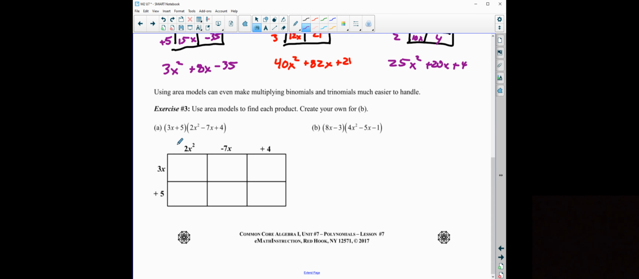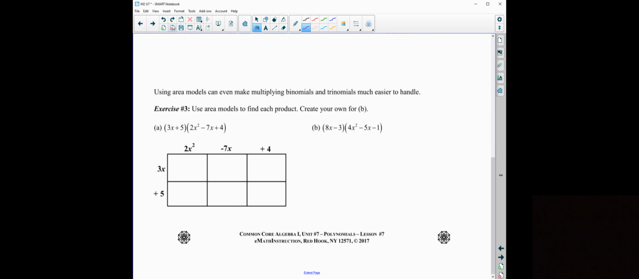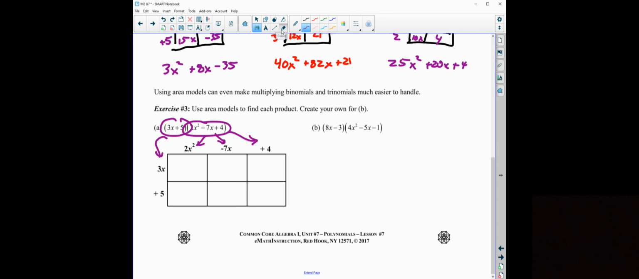This is a binomial times a trinomial, right? This is a linear binomial times a quadratic trinomial. The process is the same. The 3x plus 5 ended up here. These three terms ended up across the top. And again, you could have made it tall and skinny instead of short and wide, but the math is going to be the same. So 2x squared is here, negative 7x is here, 4 is here.